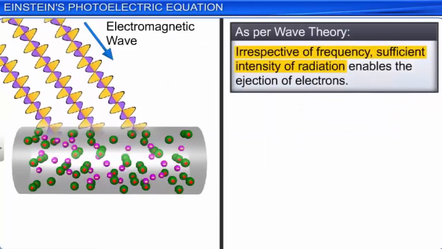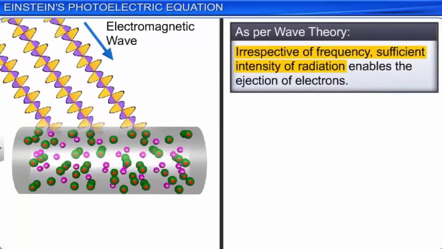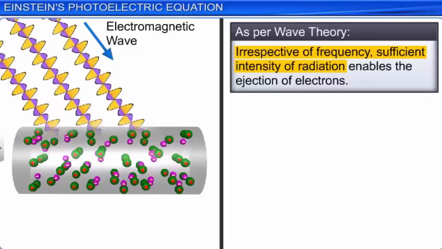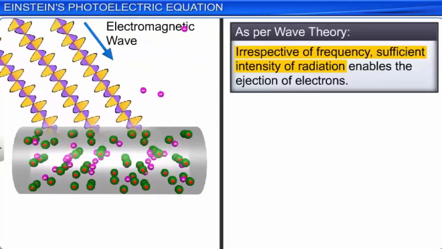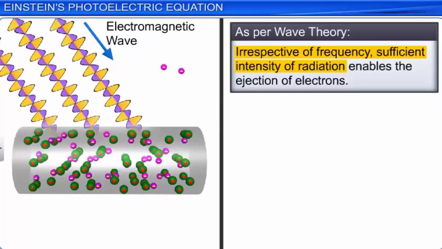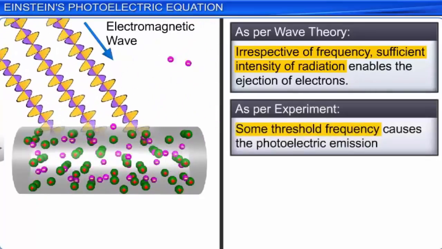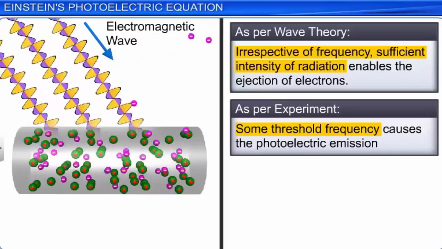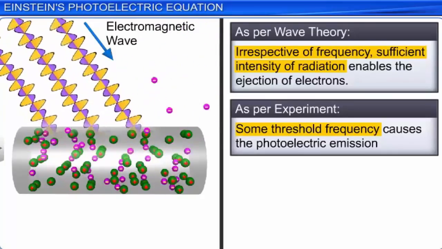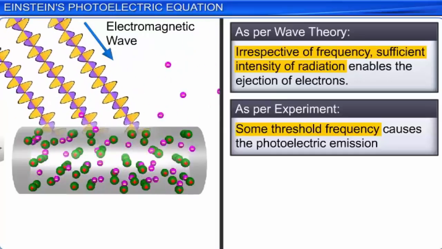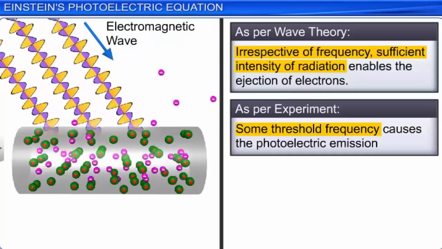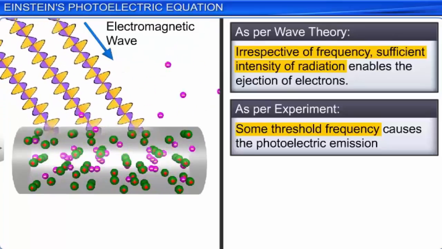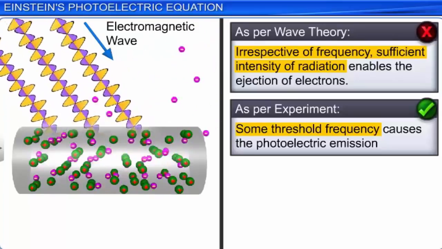Further, according to the wave theory, radiation of any frequency, irrespective of the frequency, of sufficient intensity over a period of time should be able to eject the electron from the metal surface. But photoelectric effect experiments show that for every metal surface, there exists a certain minimum frequency called the threshold frequency of radiation, ν0, required to just eject the electrons from the metal surface irrespective of the intensity of the radiation. This again contradicts the wave theory.